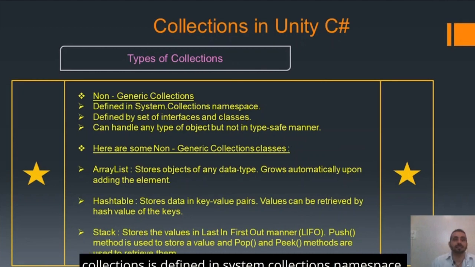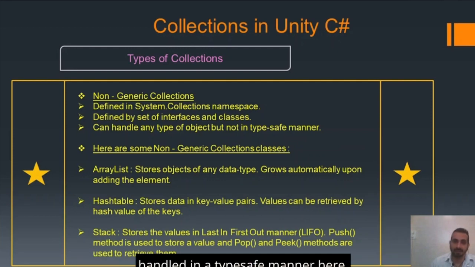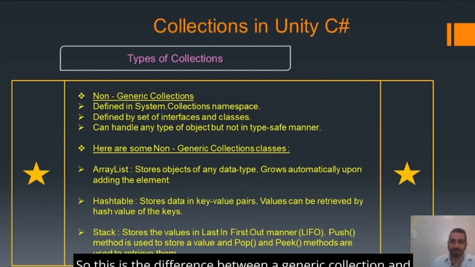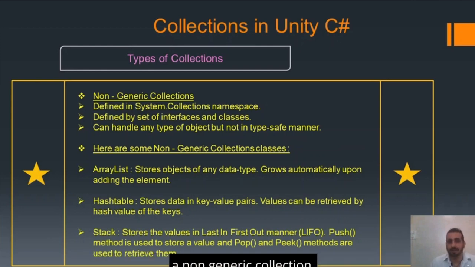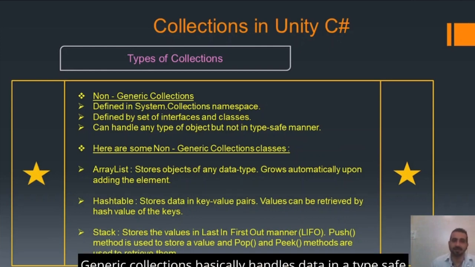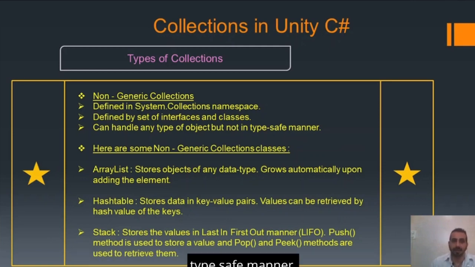What are non-generic collections? Non-generic collections are defined in the system.collections namespace. So when we want to use non-generic collections, we have to specify system.collections as a namespace inside the script. It can handle any type of object, but the data is not handled in a type safe manner here. So this is the difference between a generic collection and a non-generic collection. Generic collections handle data in a type safe manner. Non-generic collections do not handle data in a type safe manner.